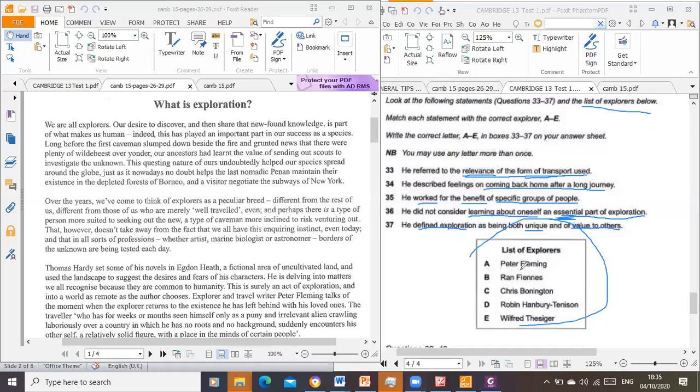All right, having highlighted this, now some people will think that it's better to look for all these names, okay, and find out what they have said. And we have 5 questions, and we have 5 names. So some people might think it is better to look at these names and find out what they have said. Yeah, if that is your strategy, good. Okay, so you can as well just look for Peter Fleming.